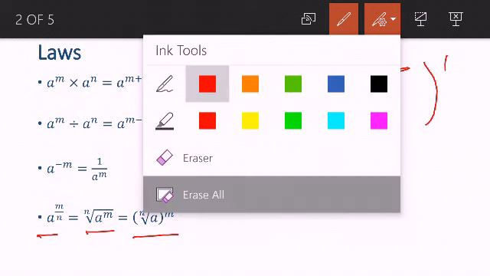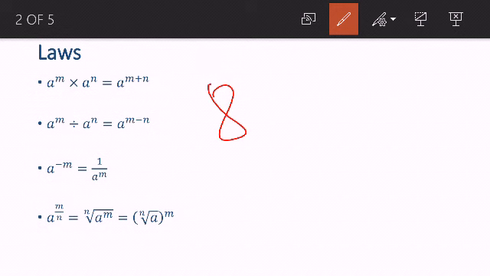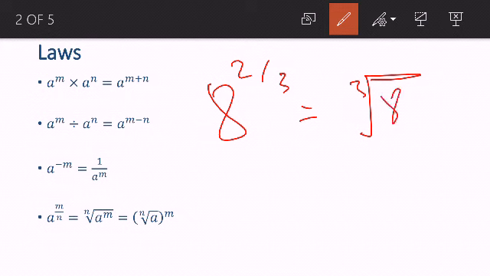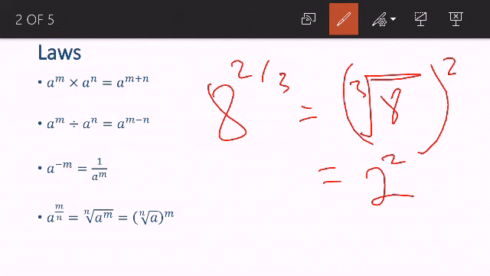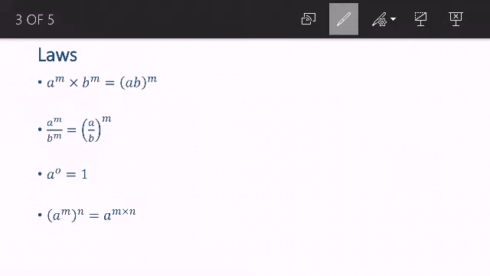In the same way, we can see 8 raised to power 2 over 3. Now over 3 here means cube root, so we can say the cube root of 8 all raised to power 2. And the cube root of 8 with our calculator is 2. So when we say 2 raised to power 2 here, that is going to give us 4. Okay?